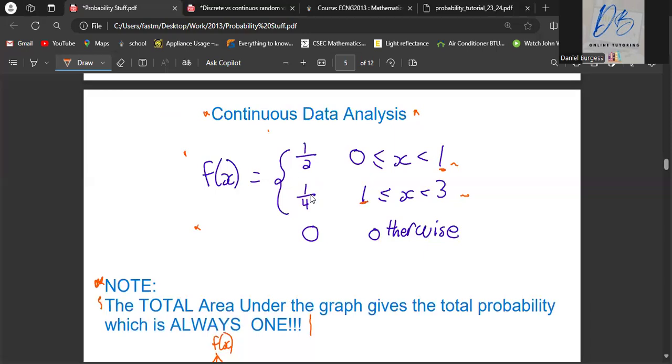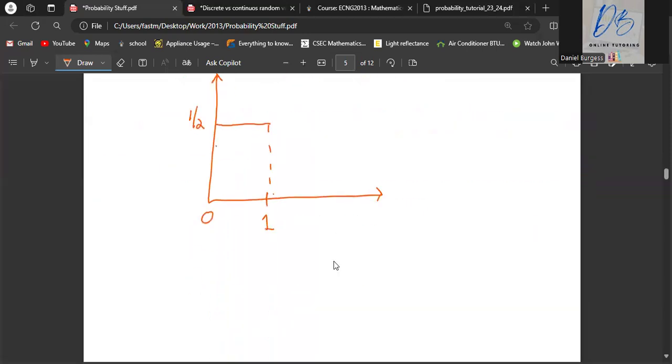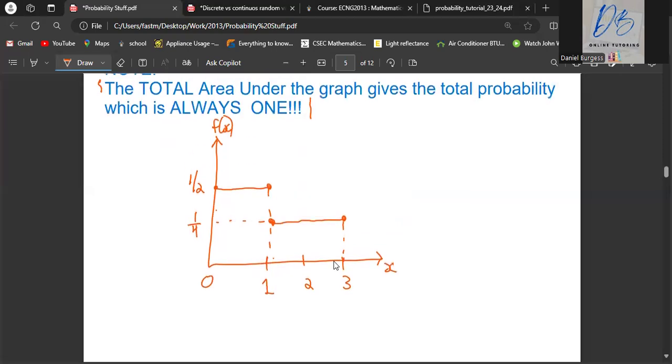So the other one is from 1 to 3 and is a quarter. So that will be down here. So from 1 to 3 is a quarter. Right? And this here is your PDF.